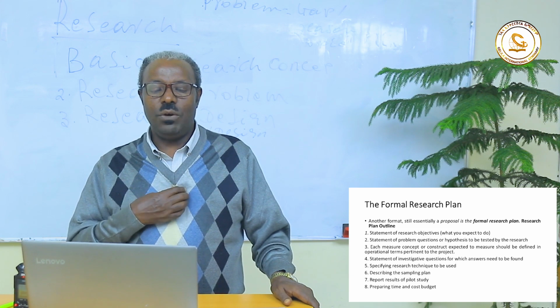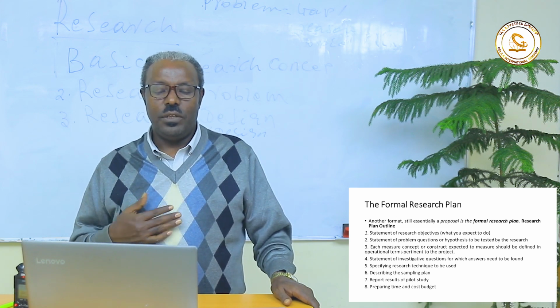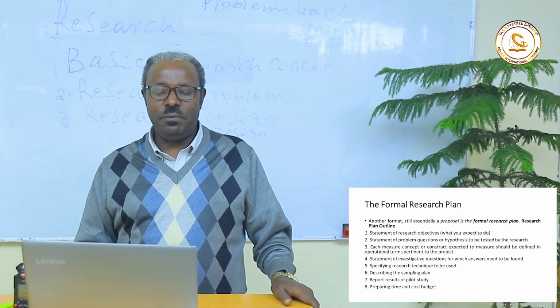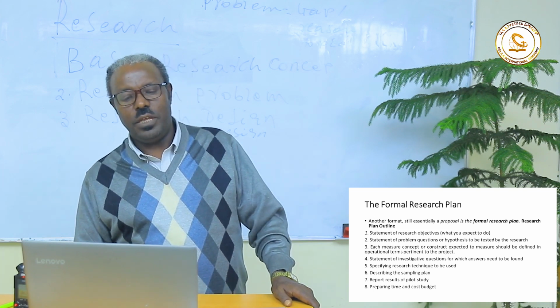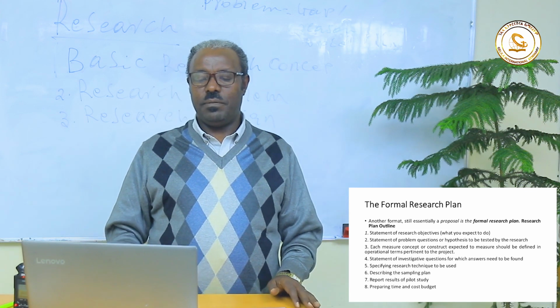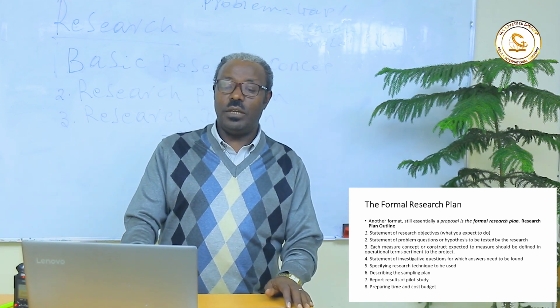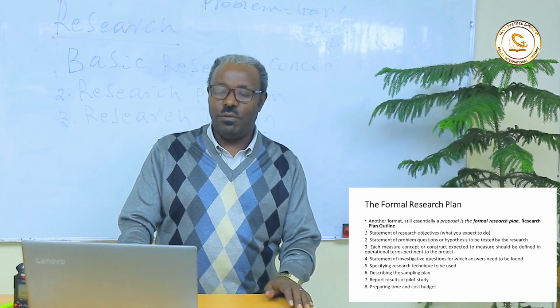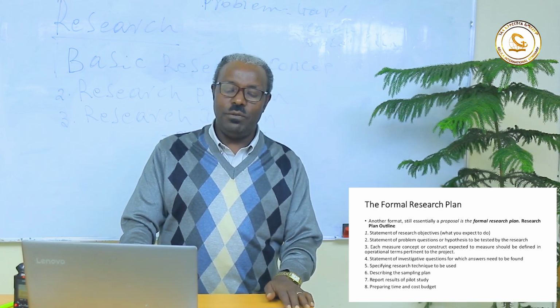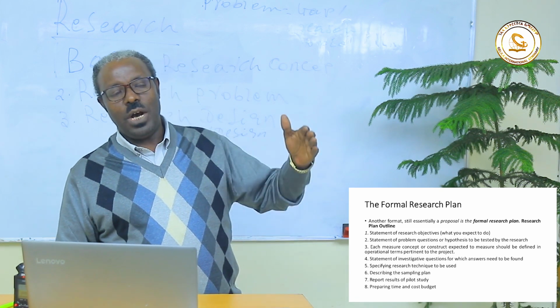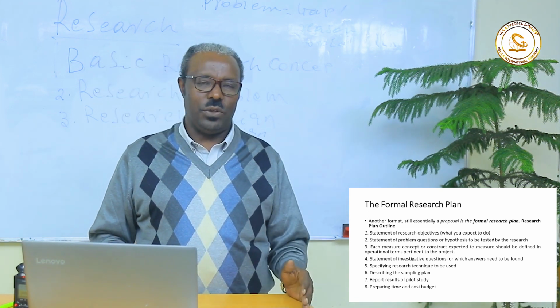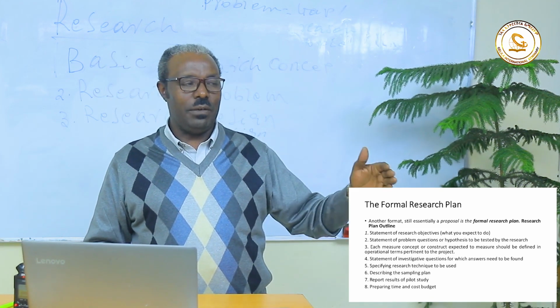The third, the outline of the proposal. The fifth outline is specifying research techniques to be used. The sixth one is describing the sample plan of your proposal. When you develop your proposal, you have to have a time schedule. You have to have a budget.